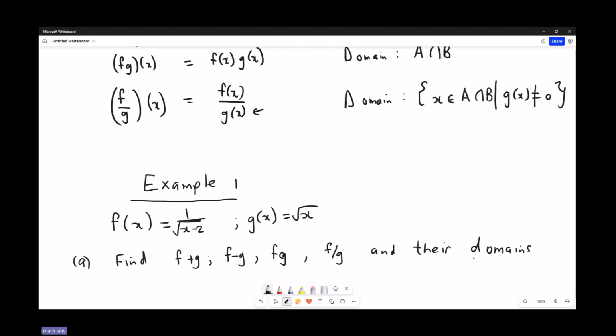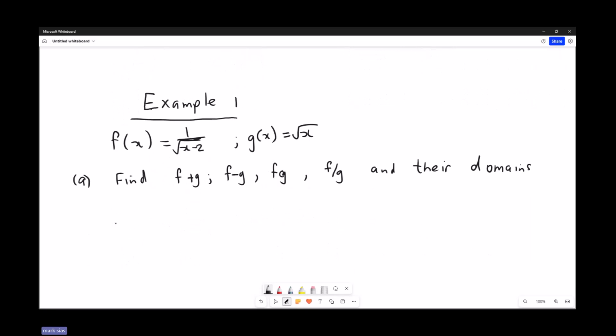Especially with regard to the denominator function there, okay? So zero cannot be part of that. So let's see, we know for the other three, it's just A intersection B. But of course, with regard to the quotient function, there's an extra condition there, right?